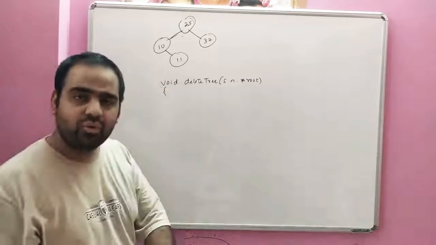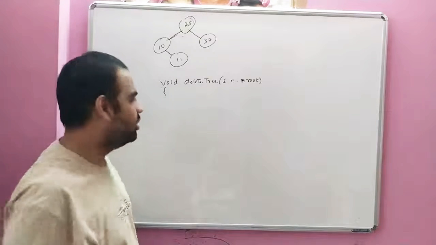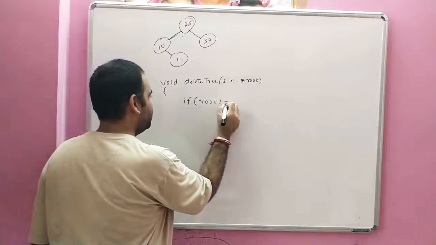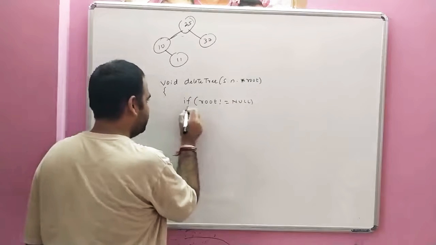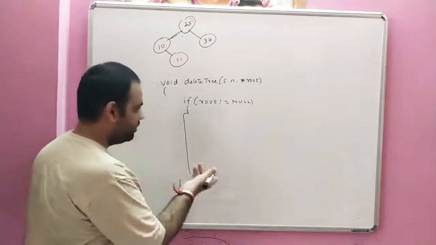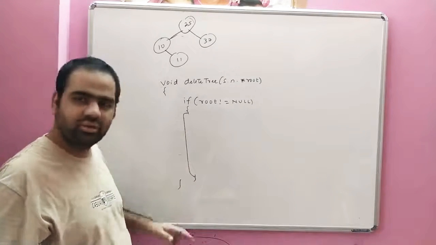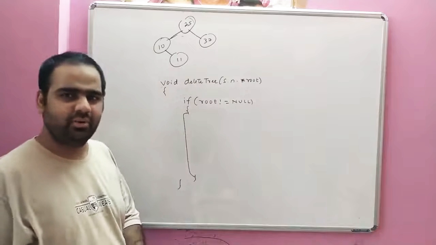Now, if the root is already empty, that means root is already null, can we delete it? No, therefore I say if root is not equal to null, then only you delete it. If root is null, nothing is to be deleted. If root is null, null not equal null is false, do not execute this. The closing bracket is taken as return, nothing to be done.